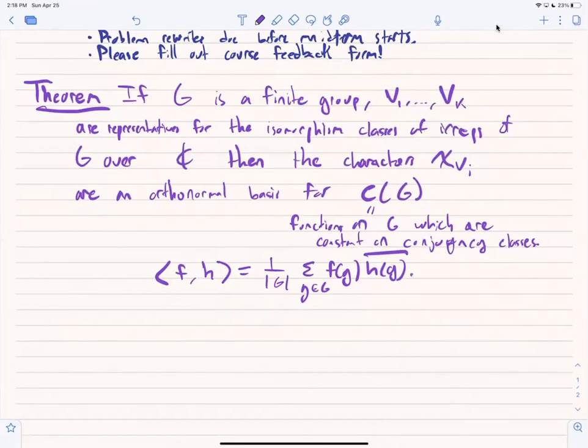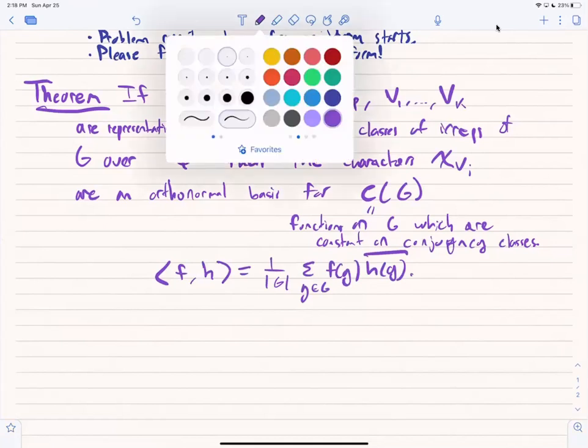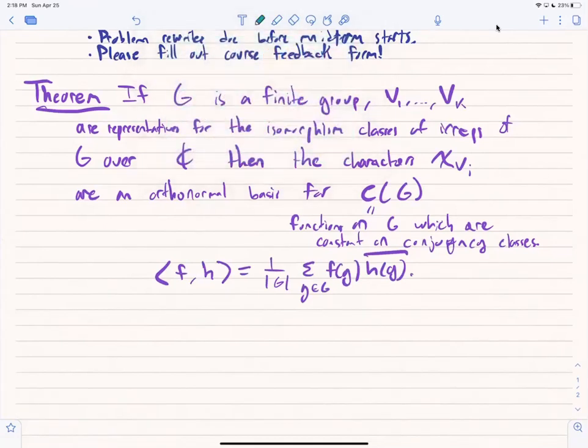Okay, so that was the main theorem we were in the middle of proving. What we did last time was we deduced some nice consequences. So we started before even proving the theorem.